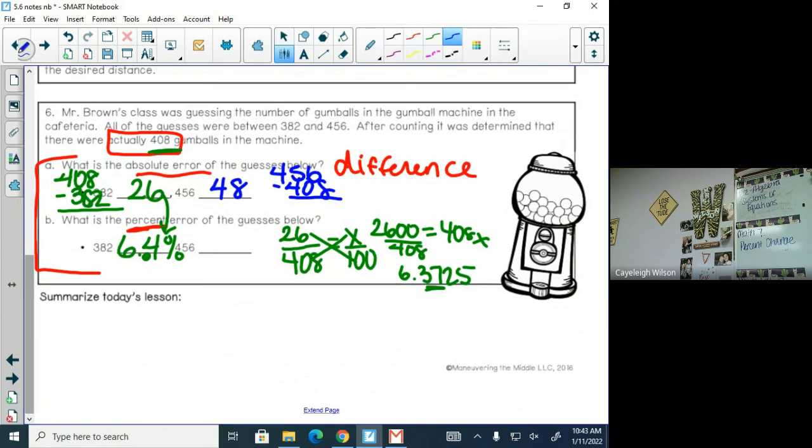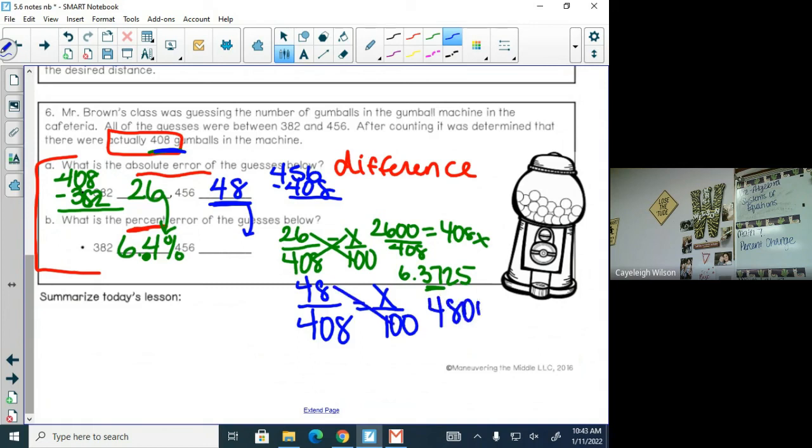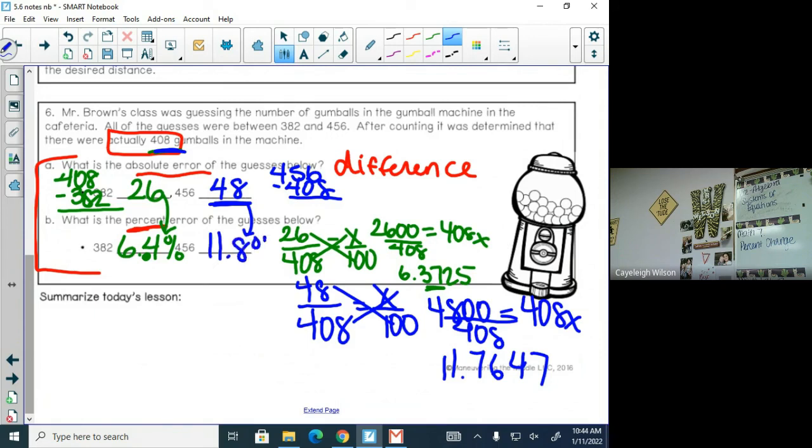All right, so for 456, the error was 48 out of the actual 408 equals x over 100. So 48 times 100 is 4800. x times 408 is 408x. Divide by 408, and I got 11.7647. What would you round that to as one decimal? 11.8%.